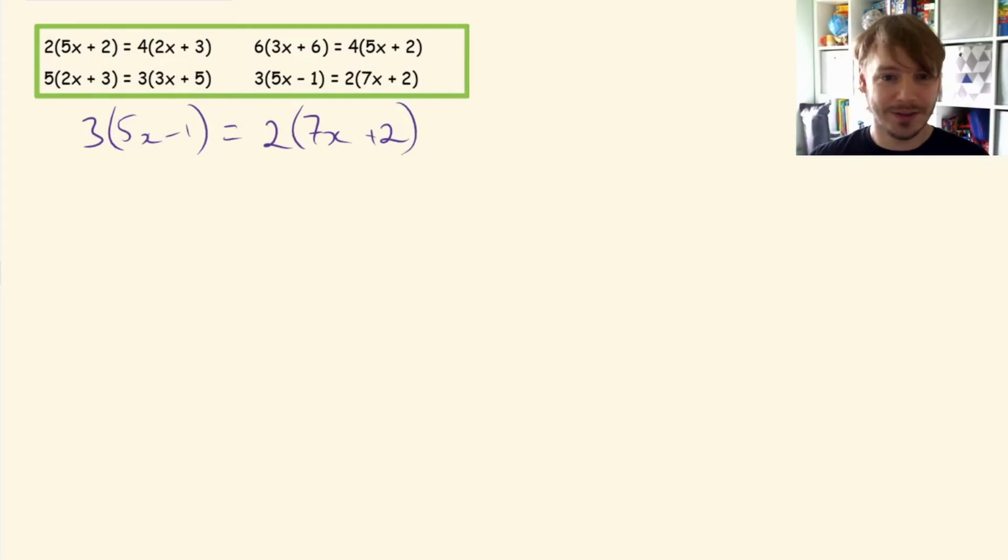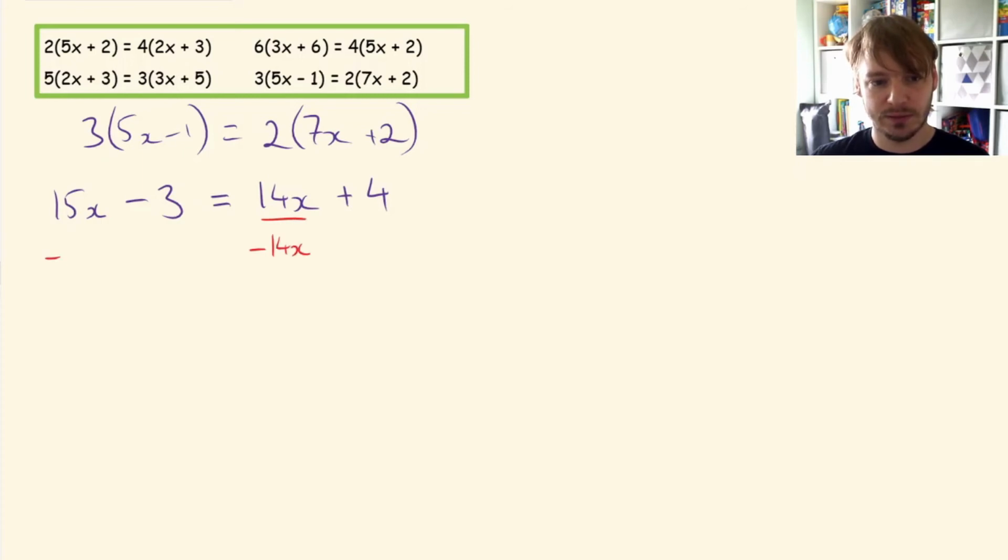Job number 1, the easiest way to tackle this is just to expand all the brackets first. So 3 times 5 gives me 15x, and 3 times -1 gives me -3. 2 times 7 gives me 14x, and 2 times 2 gives me 4. Now you can see this looks exactly like the ones we just tackled in the previous example. So I want to get rid of the smaller amount, which is 14x, and that's going to give me x minus 3 equals 4.